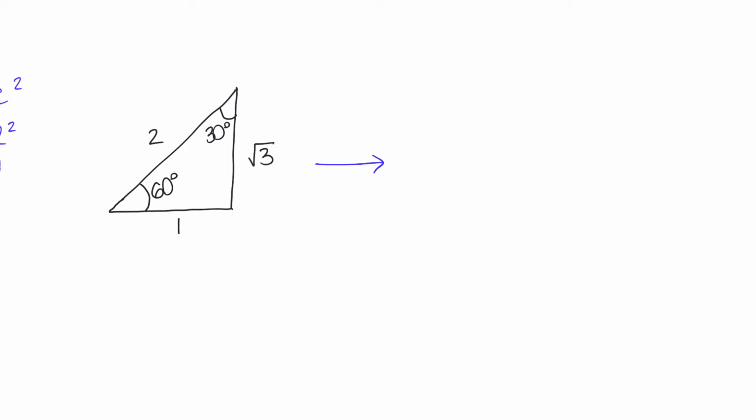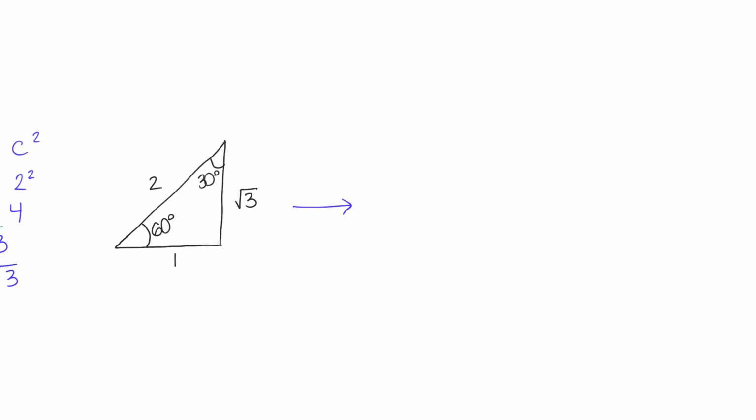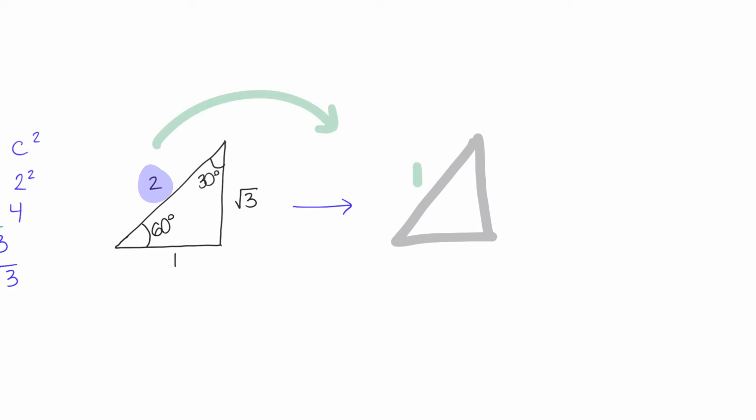So here's the deal. We don't actually like having a hypotenuse of 2. What we would really like is a hypotenuse of 1. Okay, so we're going to take our same triangle, and I need this hypotenuse to be 1. So how am I going to make that happen? How do I take my 2 and get it to a 1?